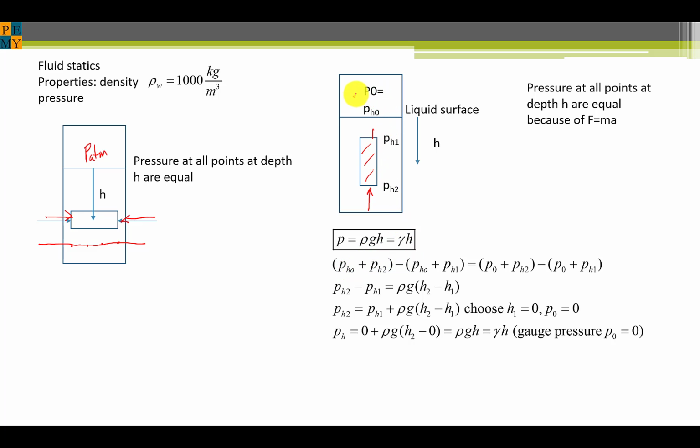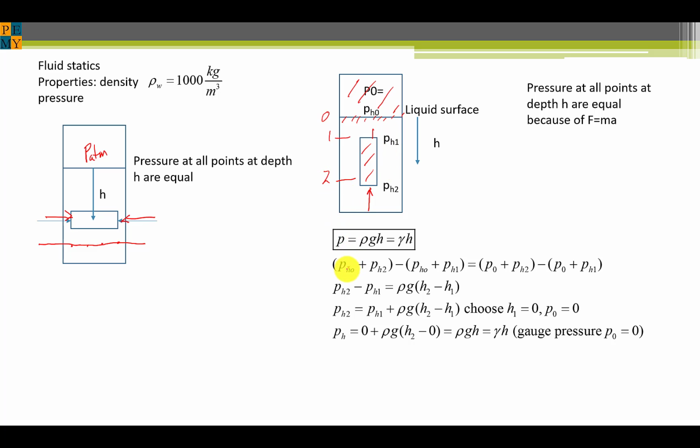We'll say that this is just atmospheric pressure or gas pressure. Let's just say that it's all at the same pressure. There actually is a slight gradient because gravity acts on gas just as it does on liquids, but it's small enough to ignore. So the pressure anywhere in this upper space is the same as the pressure at the surface of this liquid. So we'll call that P0. This is point 0, this is point 1, this is point 2.